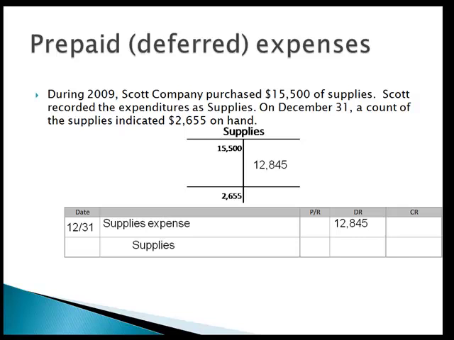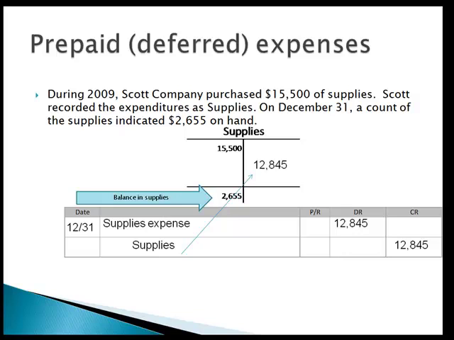Then we credit supplies, and again, students want to go to this balance amount. Don't. All we're doing is focusing on how much got used. Okay, $12,845. So $12,845 was used. We take it out of supplies. Once we post that entry, what's going to happen is this $2,655 is our balance in supplies.